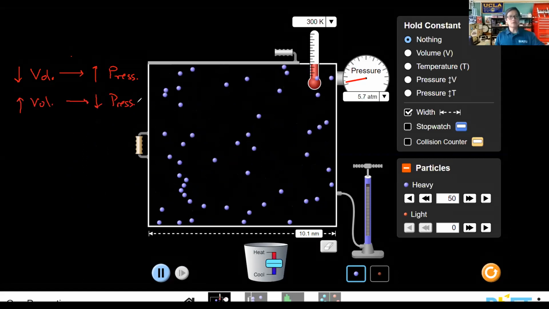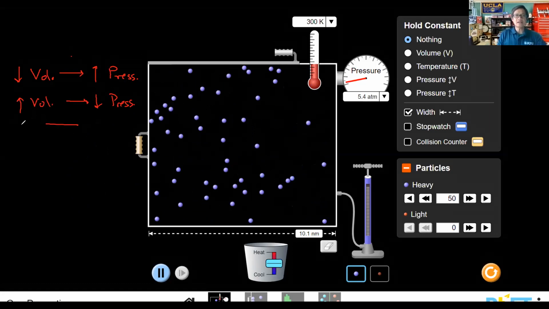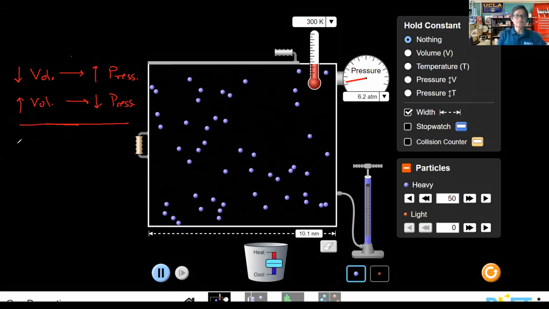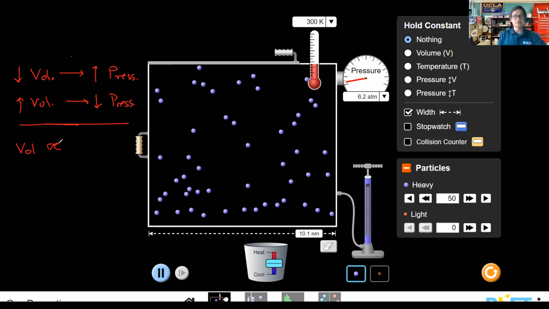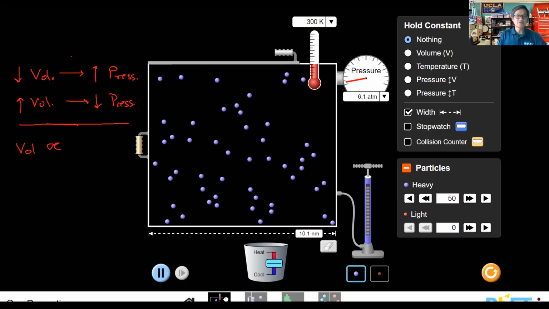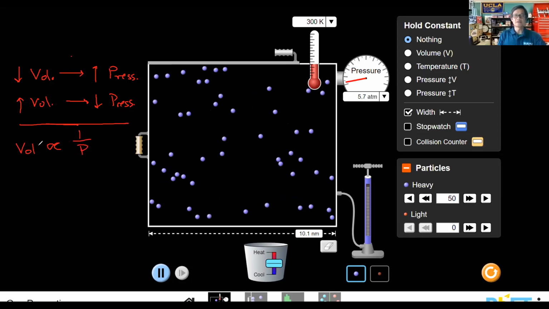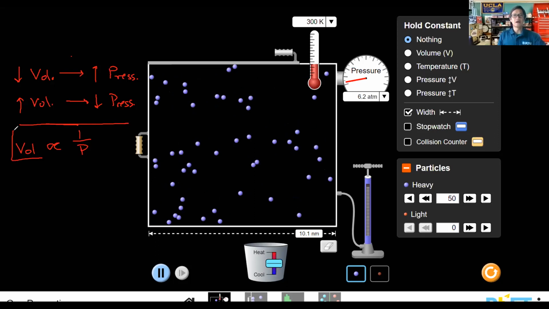We can summarize this relationship by saying, in mathematical terms, that the volume is, and this is the proportionality symbol, the one that looks a little bit like a fish, inversely proportional to the pressure. That the inverse of the pressure is proportional to the volume. This is a statement of Boyle's law.